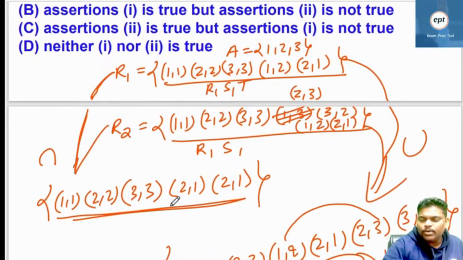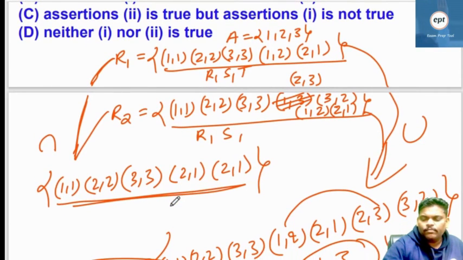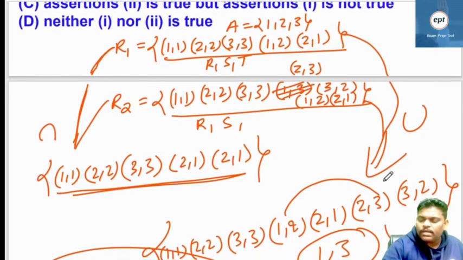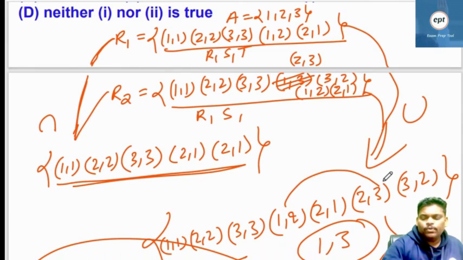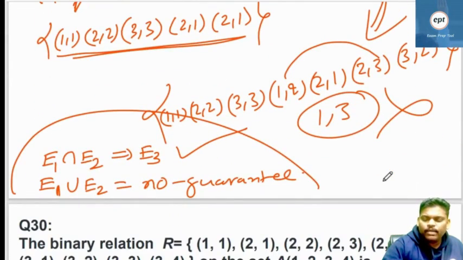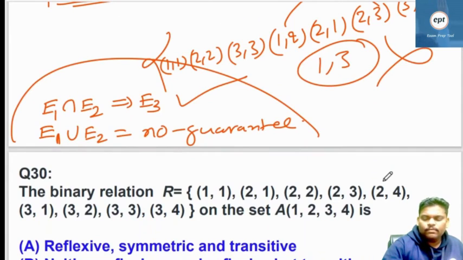One example I also gave, you take care. R1, R2, please do properly. Take one R1, it need not be this one. You take anything, but it should be an equivalence relation. Take R2, it should be an equivalence relation. Then do intersection, and you will always get an equivalence relation. Union sometimes passes, sometimes fails. So no guarantee.